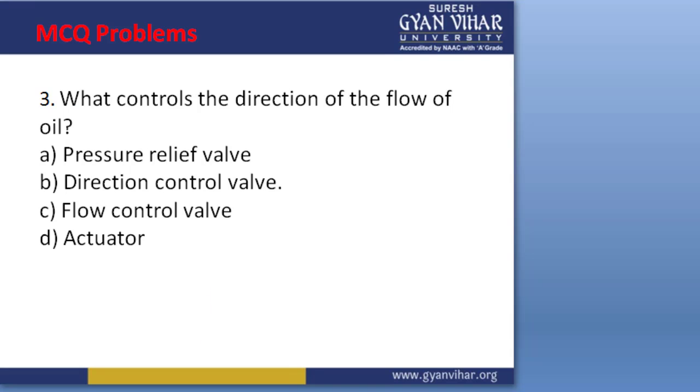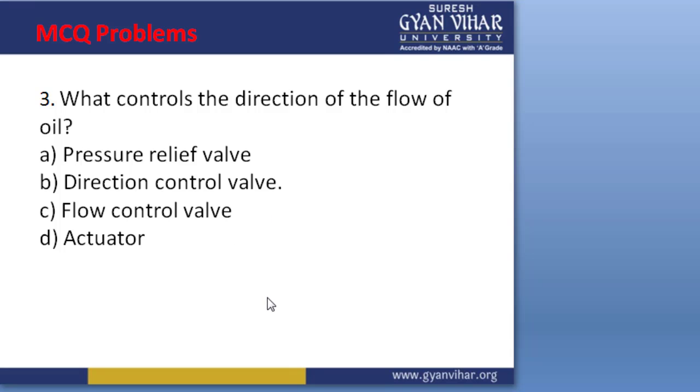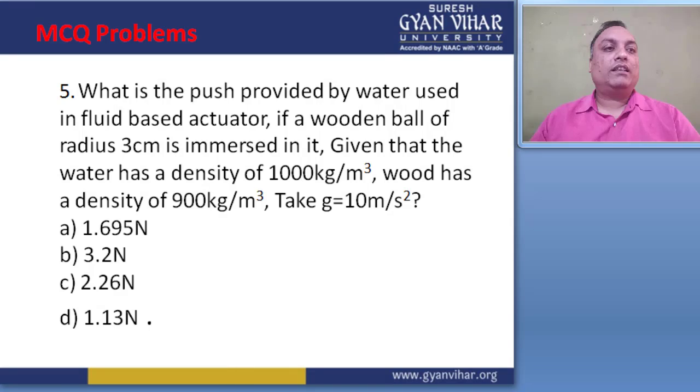And move to the next question. This is question number 3. What controls the direction of flow of oil? The options are pressure relief valve, direction control valve, flow control valve, and actuator. So here the direction control valve controls the direction of the fluid in this fluid line. It provides a one way for where the fluid goes, right?